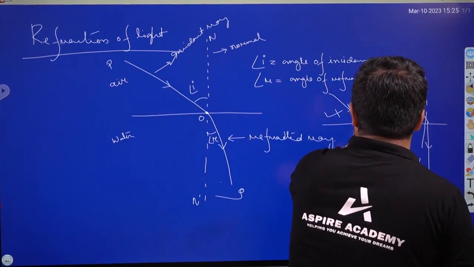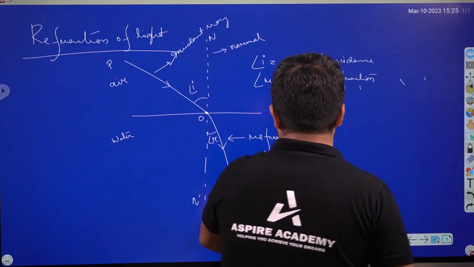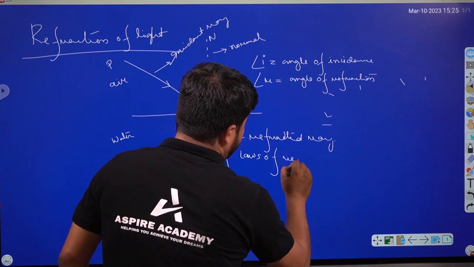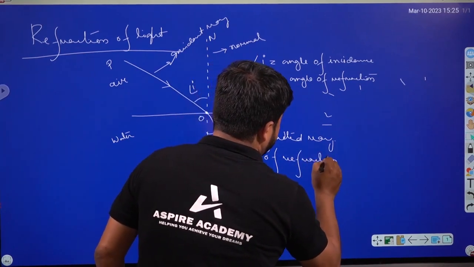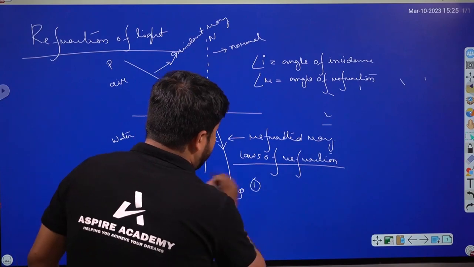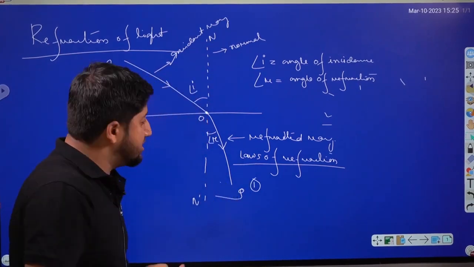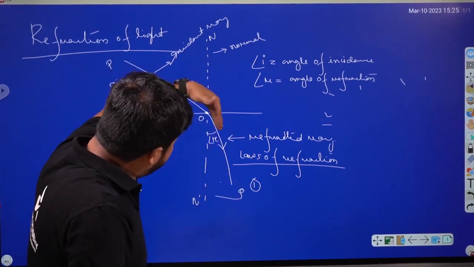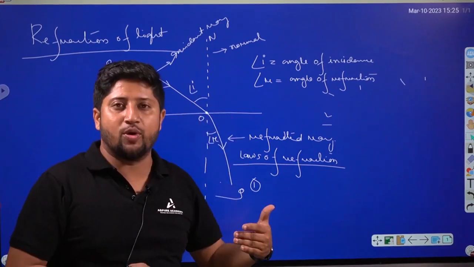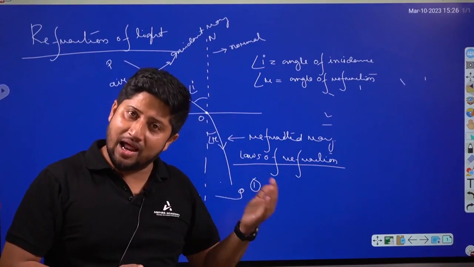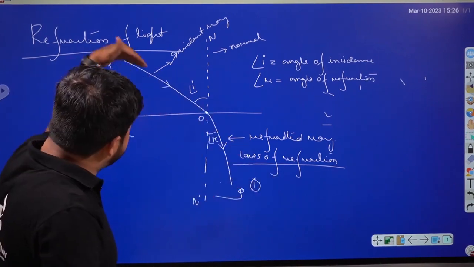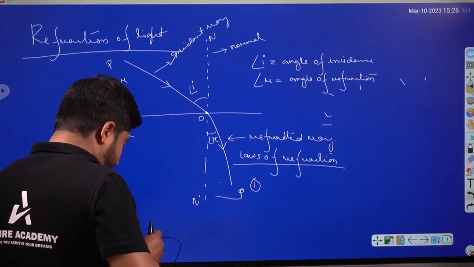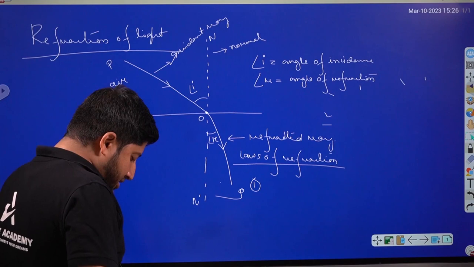Next are the laws of refraction. In reflection there are two laws. Similarly, in refraction there are two laws. The first law is: the incident ray, the refracted ray, and the normal always lie in the same plane, similar to the laws of reflection.